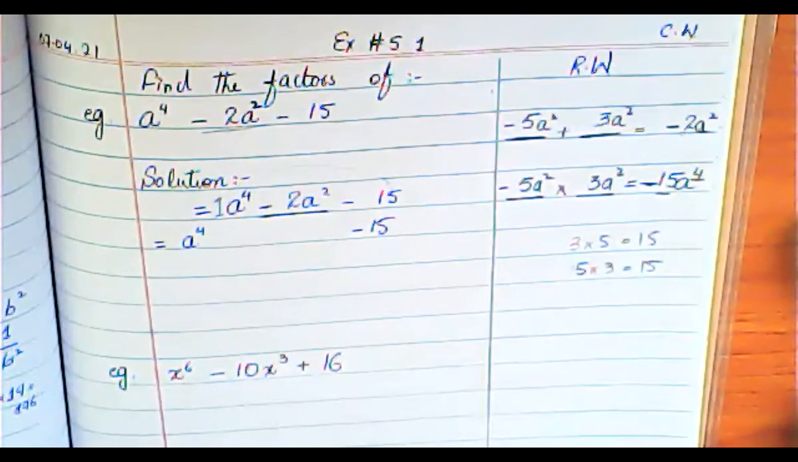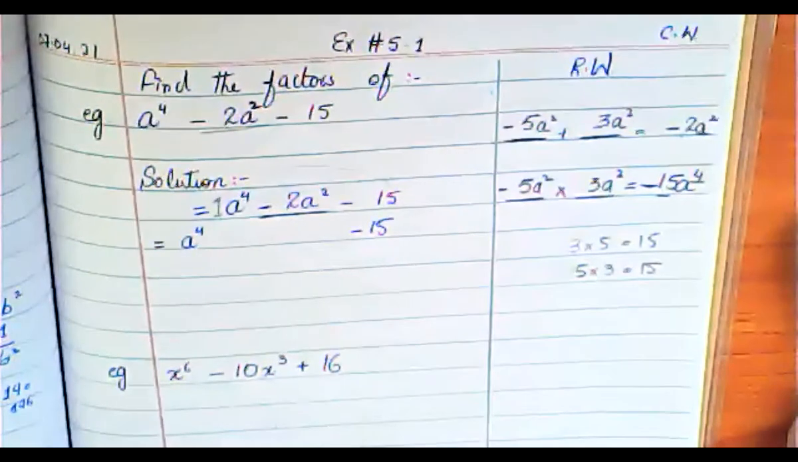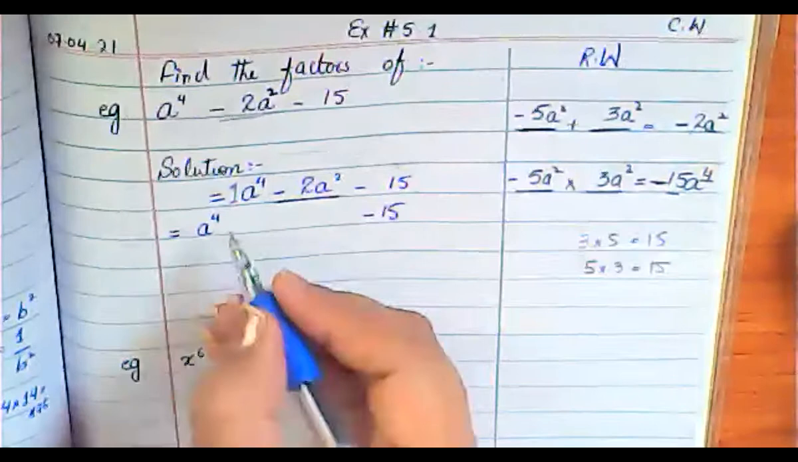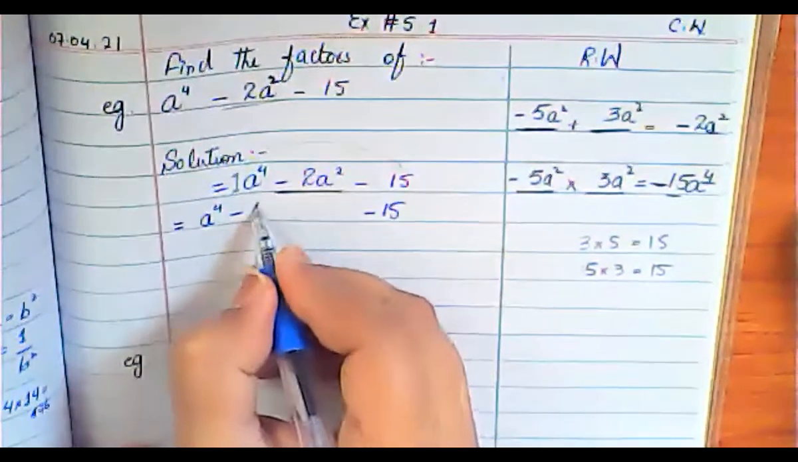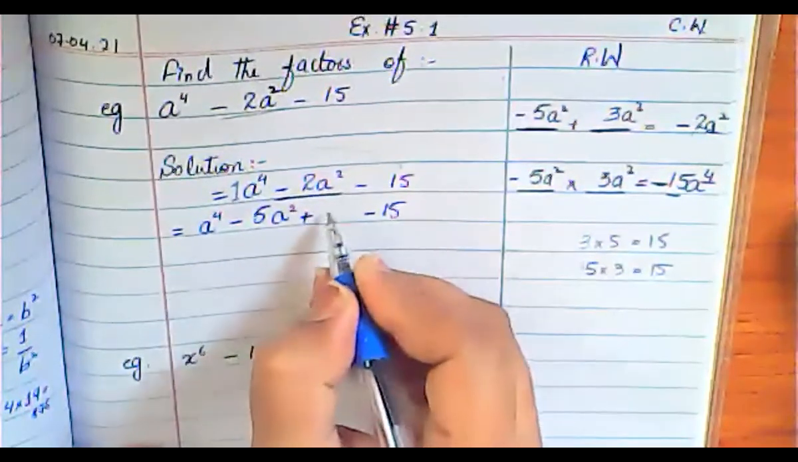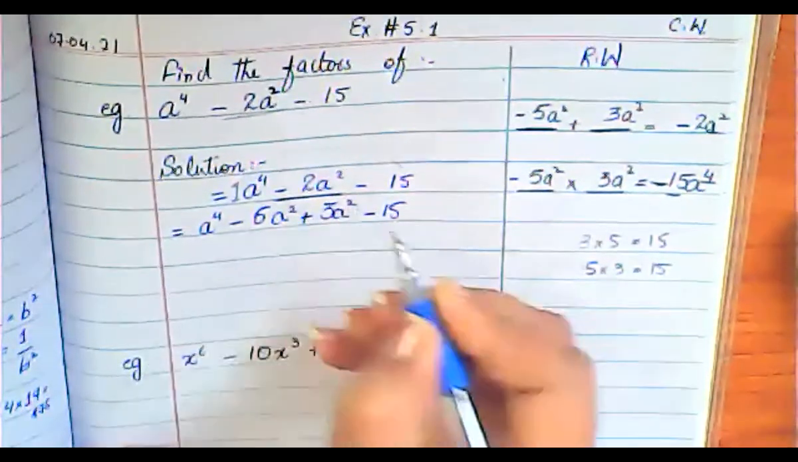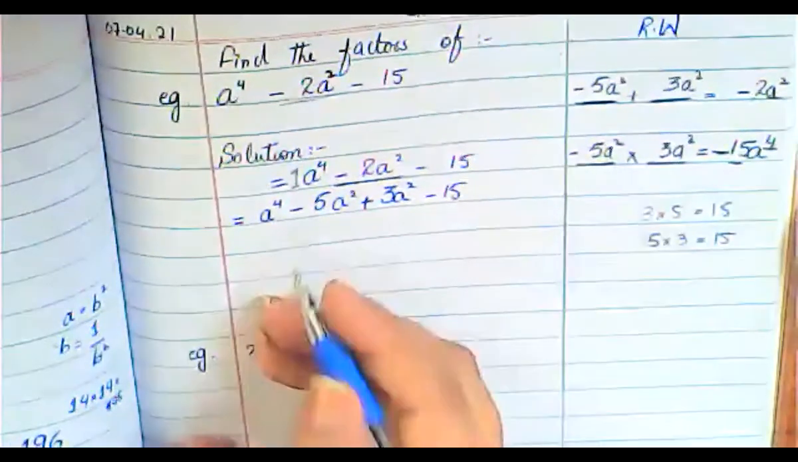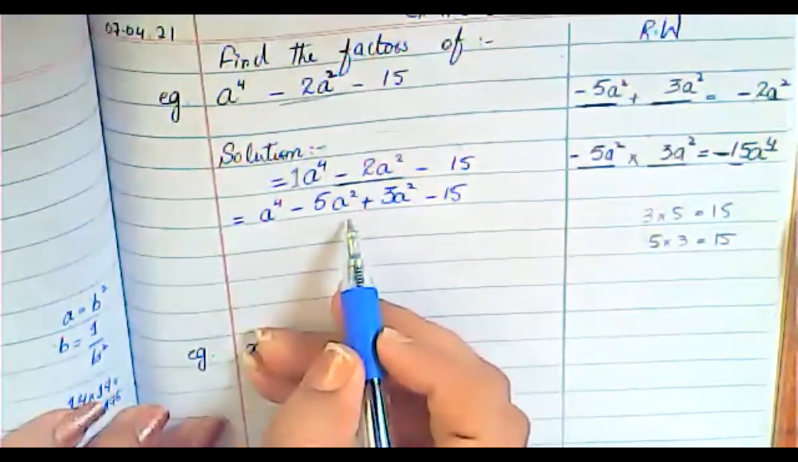Okay. Now look at here. What you will do now? You will write here this one. Means you will write here minus 5a square plus 3a square. These terms. Okay, not this one. Okay. Now after that, what you will do, you will take common here.